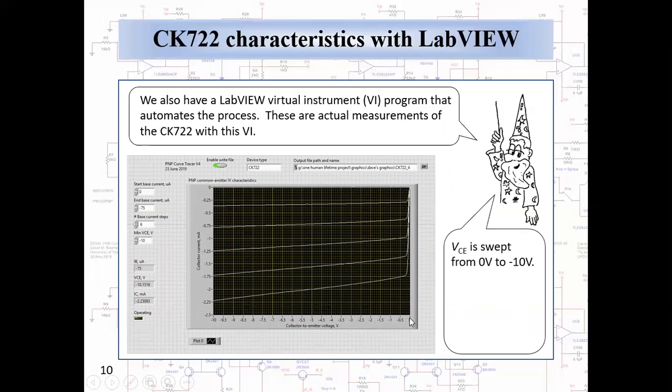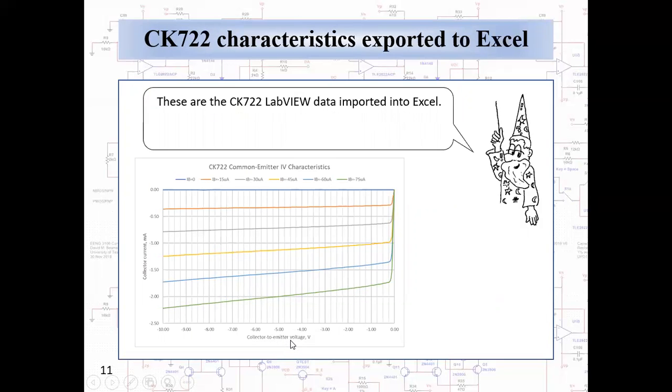We've swept the collector to emitter voltage from 0 volts to minus 10 volts, and the base currents were ranged from 0 microamperes to minus 75 microamperes in increments of minus 15 microamps. The data were exported from that VI into Excel, because Excel makes very nice graphs that give a much better presentation than just a screenshot of the LabVIEW virtual instrument program. And now we can see the CK722 common emitter IV characteristics for each of the 6 rated values of base current.